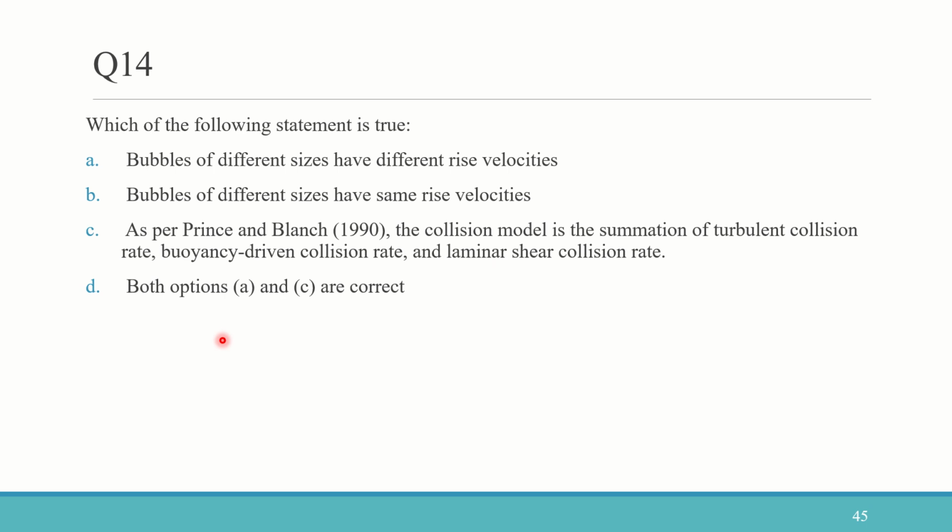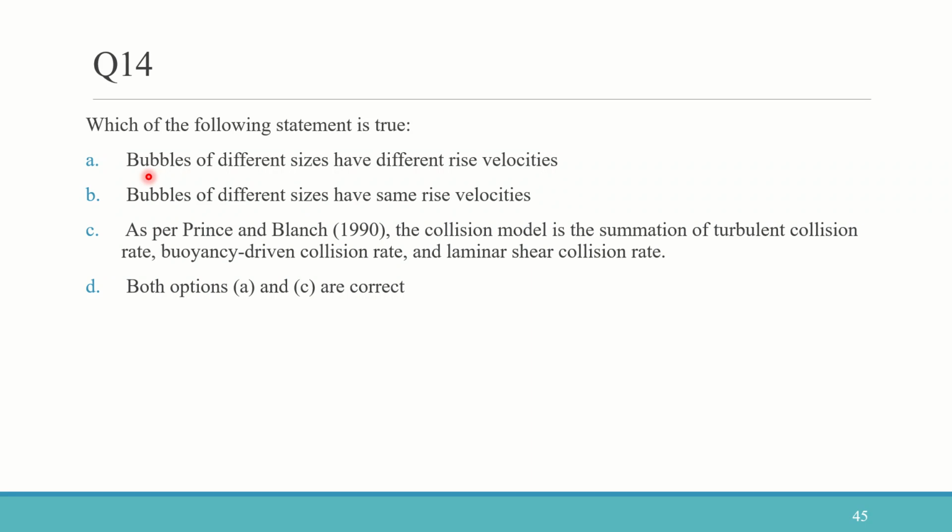The third statement we have seen only now: as per the Prince and Blanch 1990 model, the collision model is a summation of turbulent collision rate, buoyancy driven collision rate and laminar shear collision rate. So all three are true. So we know option C is the right answer. And coming back to options A and B, in option A it is given that bubbles of different sizes have different rise velocities, and option B is a contradictory statement: bubbles of different sizes have the same rise velocity.